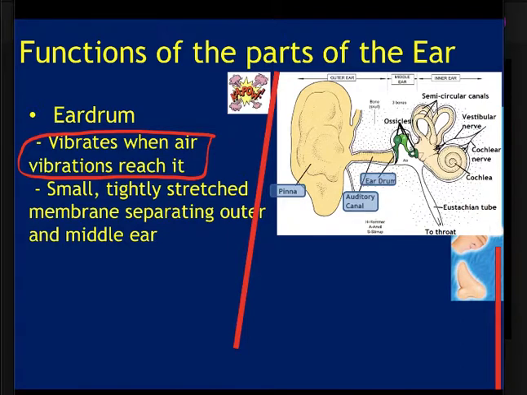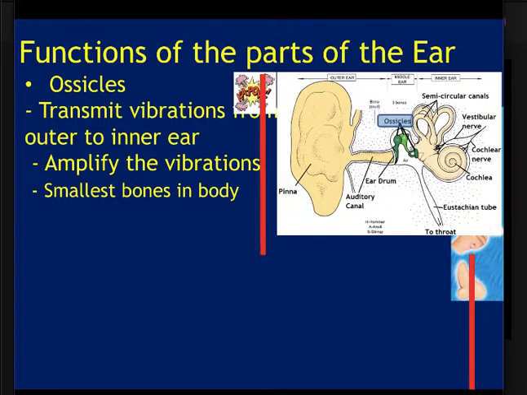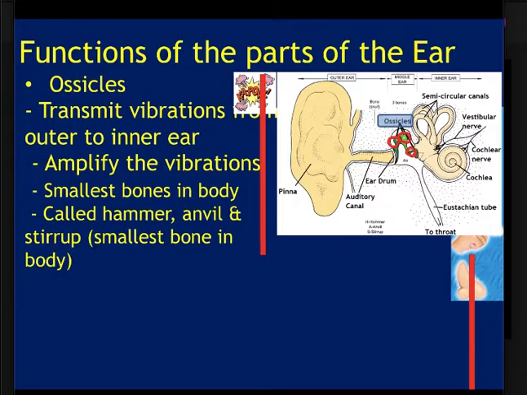So then we get into our middle ear, and these are called the ossicles altogether, so the hammer, the anvil, and the stirrup. They are the smallest bones in your body, and they transmit the vibrations from your outer ear into your inner ear. And what they also do is, as each of these little bones vibrates, they increase the level of the vibration that's going to be picked up by your cochlea for hearing. So they're the hammer, anvil, and stirrup, we've said already.